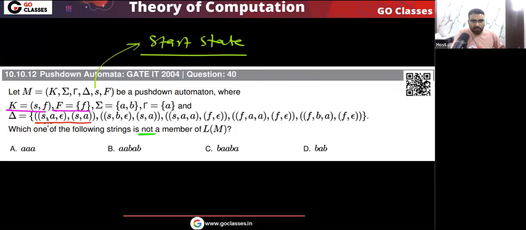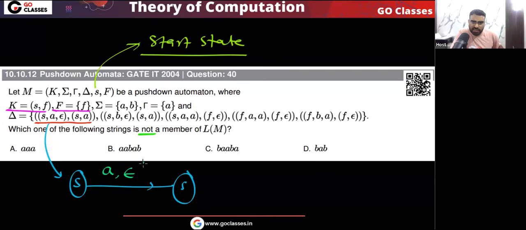Read this, what does this transition mean? It means that from S you will go to S. On the input string you are reading symbol A, on the stack you are not reading any symbol, and you are pushing this symbol A on the stack. Is this clear? You can easily see that the tape alphabet is A.